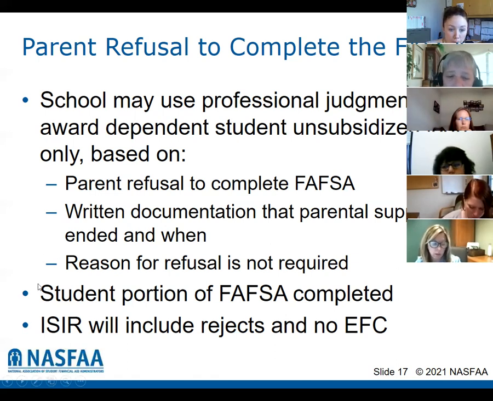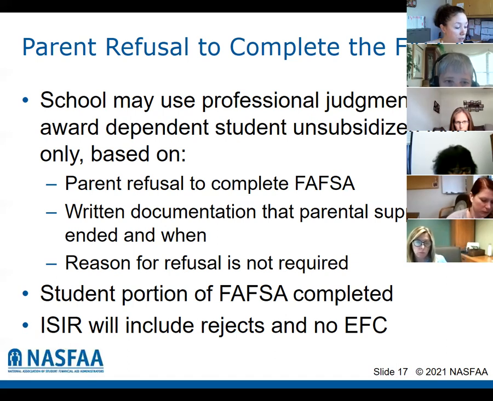But this would be completing a PJ to consider the student independent, and then you could also give them the independent level of the Stafford loan. So I'm going to show you the Stafford levels in a little bit.